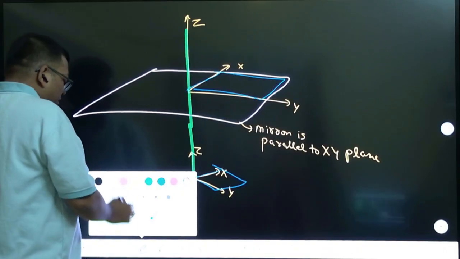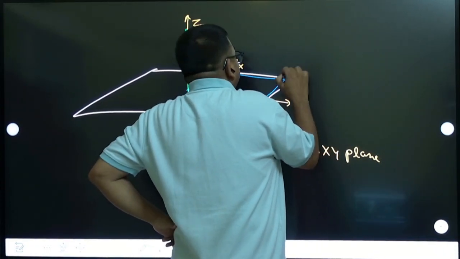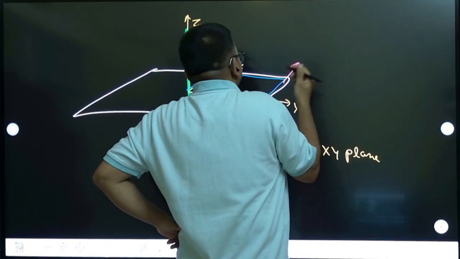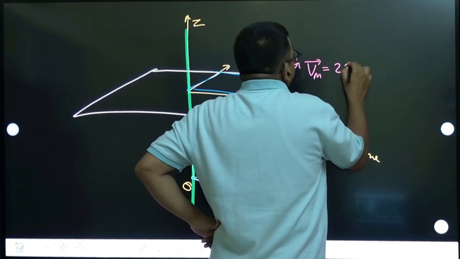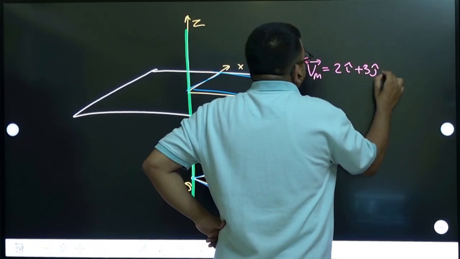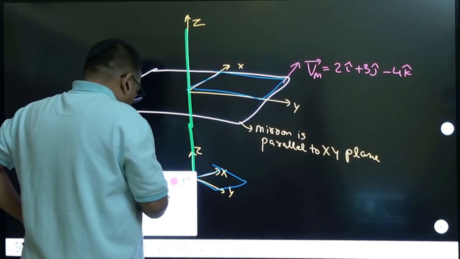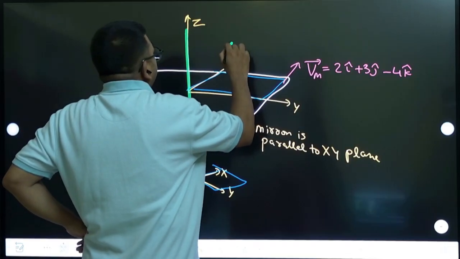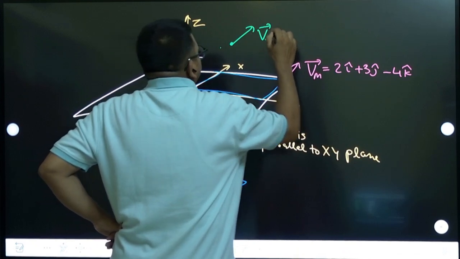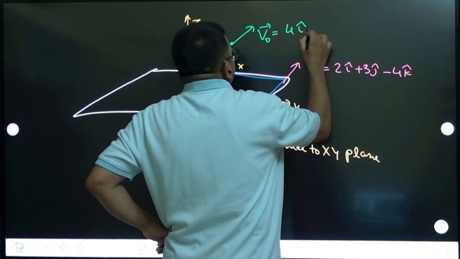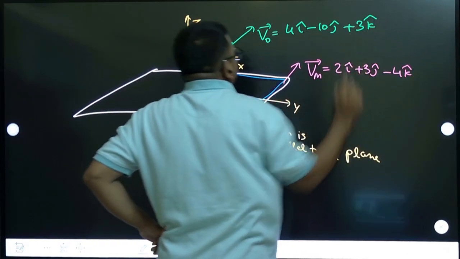Okay, so they had given a question. The question is that this mirror is moving with some velocity. Let us say the velocity of the mirror is 2 i cap plus 3 j cap minus 4 k cap. And the object is moving somewhere with some velocity. The velocity of the object is given as 4 i cap minus 10 j cap plus 3 k cap.